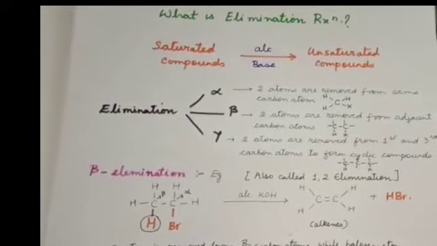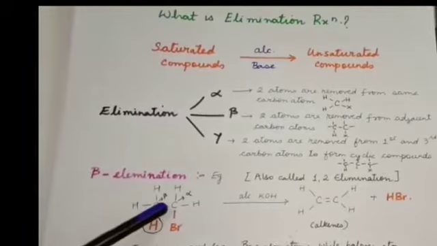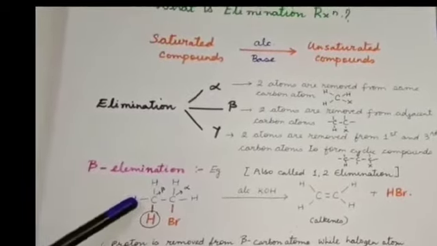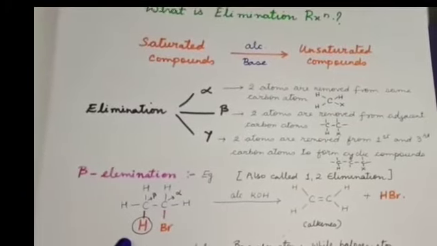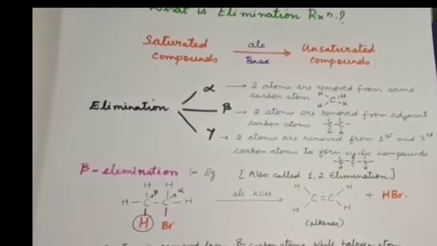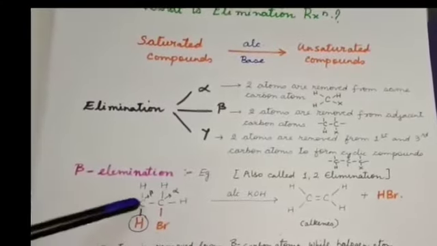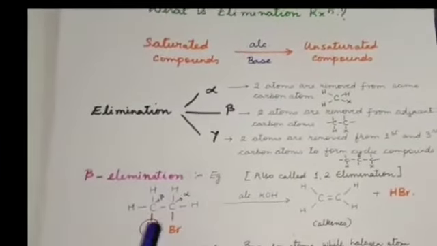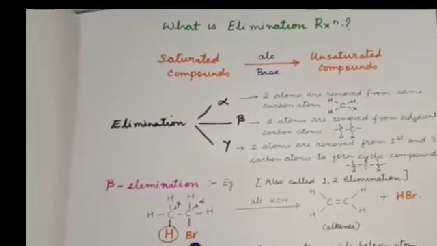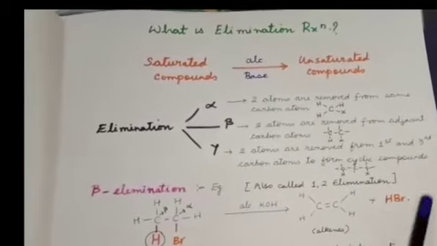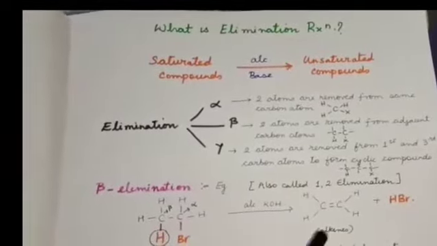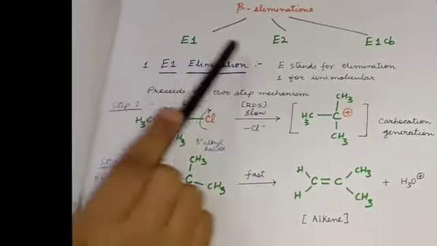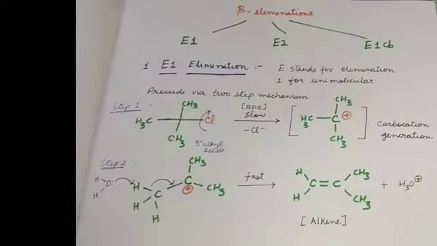So here we can see the carbon attached to the functional group, we call it the alpha carbon, and the carbon adjacent to the alpha carbon is the beta carbon, and the hydrogens attached to it will be beta hydrogens. So here we can see that this proton is removed from the beta carbon atom while this halogen is removed from the alpha carbon atom. So in the presence of alcoholic base, this HBr will be removed and this alkene is formed with the removal of HBr. So a new pi bond is formed. So beta elimination can be further subdivided into three categories: E1, E2 and E1Cb.